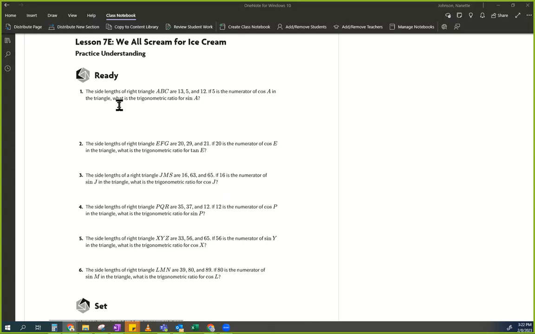Okay, so we are going to go over 4.7, a couple more of these sine, cosine, and tangent problems, but asked in a different way. So we'll just pick a couple of these and see how we do.